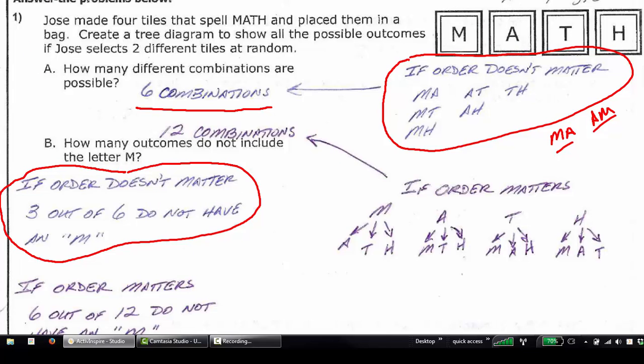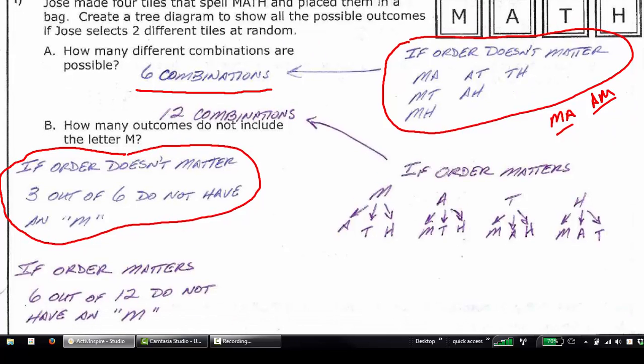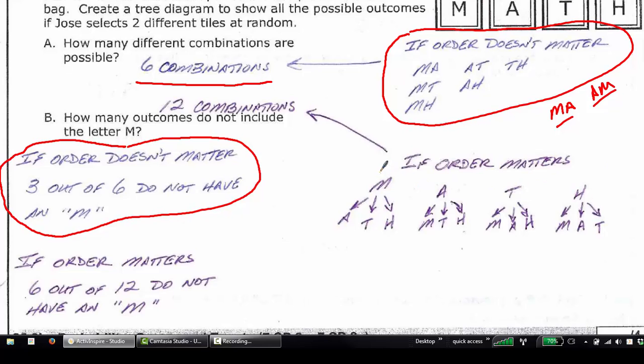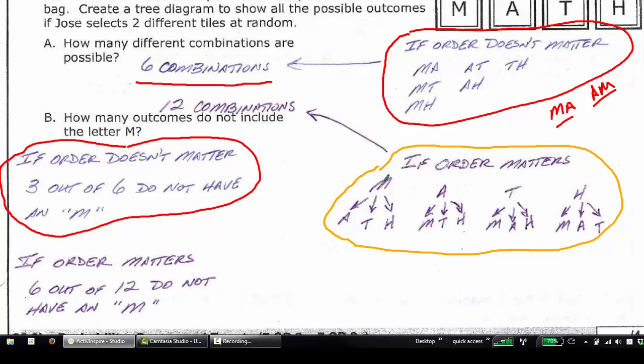The author of the problem, and a lot of you, interpreted it differently. You said, well, order does matter. If you pull out A and M, that's different than M and A. In that case, here were the answers. You could have M and A, M and T, M and H, A and M, A and T, A and H, and so on. That gave 12 combinations. And if you had those 12 combinations, there are 6 out of the 12 that have no M.